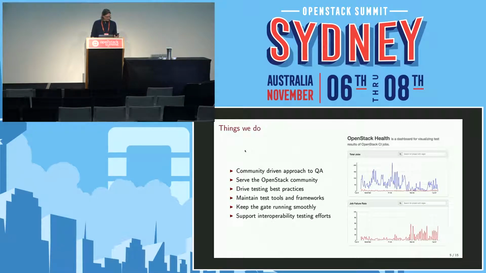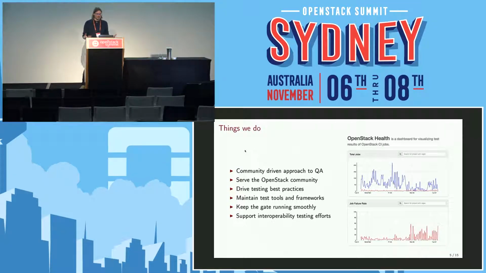So, things we do. QA in the community is quite different from what QA is in a traditional QA organization within a company, where you have a QA manager and you set up a test plan, and you have someone that tells all the team what they should be testing. So this is a completely distributed approach to QA. Every team is responsible for their own QA.